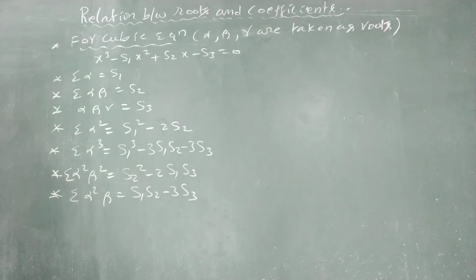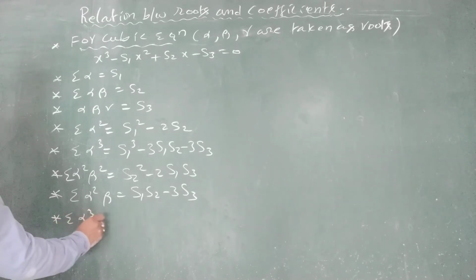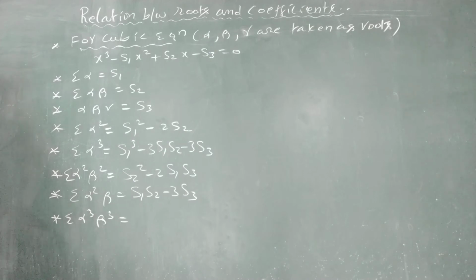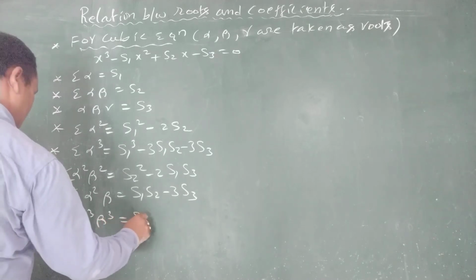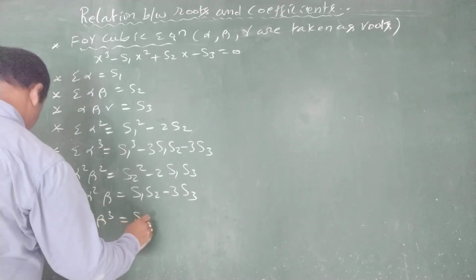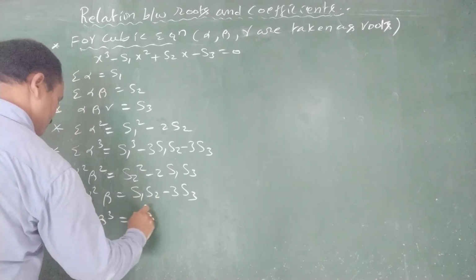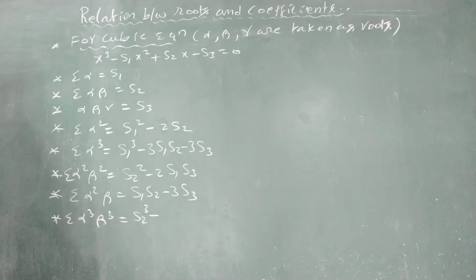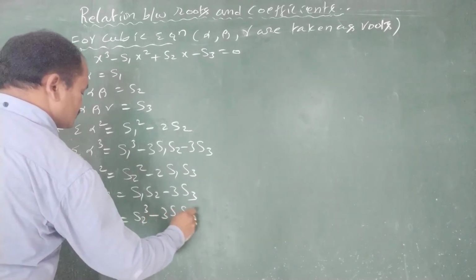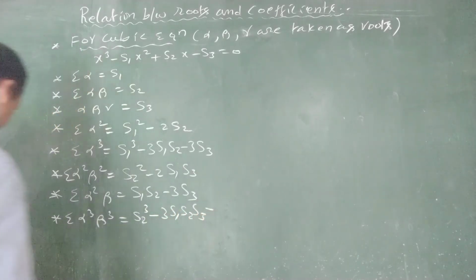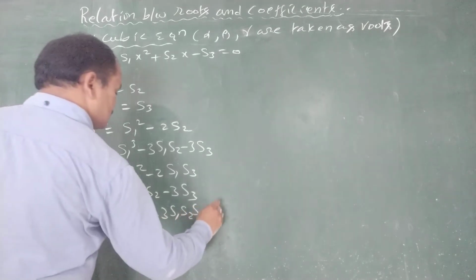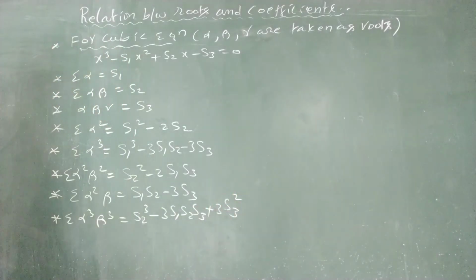Sigma alpha cube into beta cube is equal to s2 cube minus 3s1 s2 s3 plus 3s3 square. That means a relation between roots and coefficients. So these are the formulas.